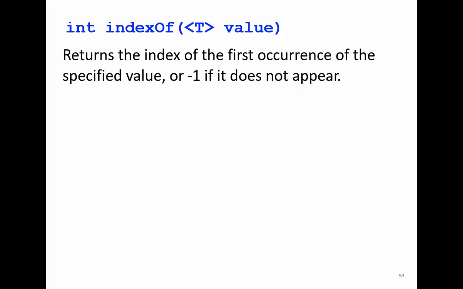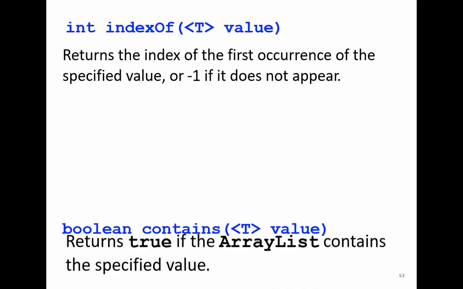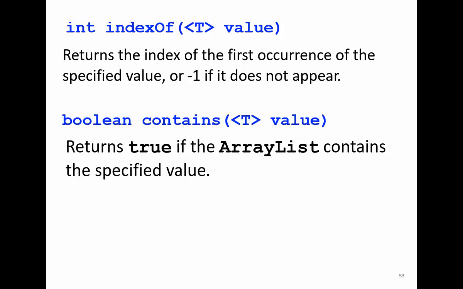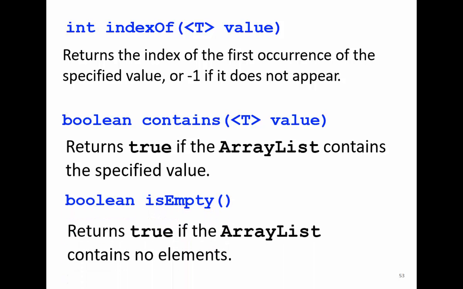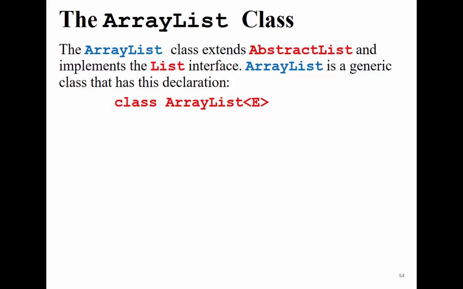Index of a value returns the first occurrence of the object. Look here: in the List, we use object, but in the ArrayList, we use generic T. So contains takes a value of a generic type, and is empty will decide if the ArrayList is empty or not. So to use the ArrayList, it extends the abstract list and implements the List interface, as we discussed.